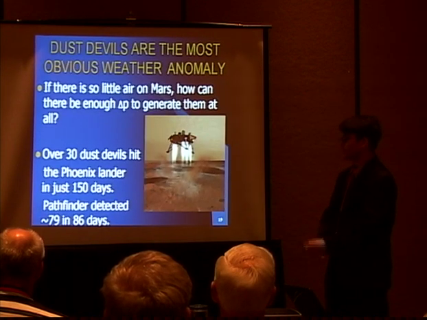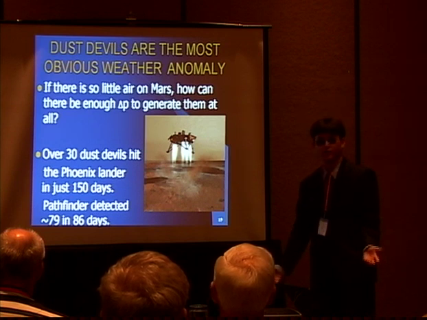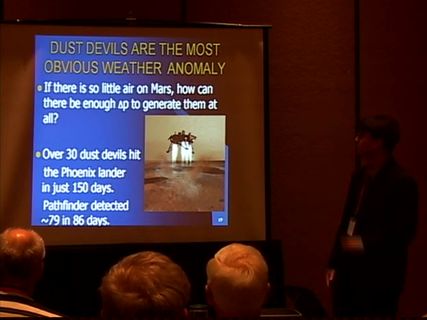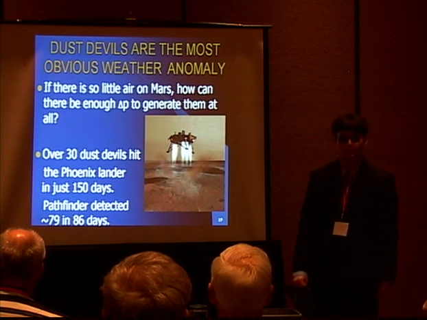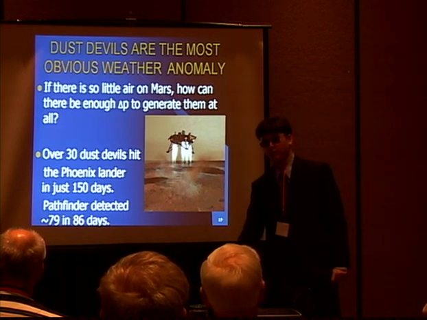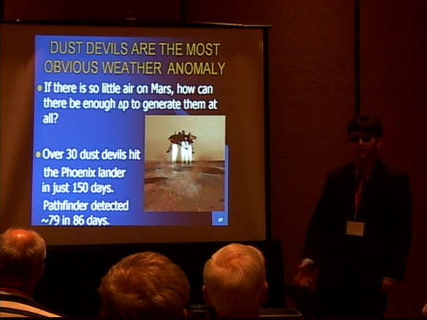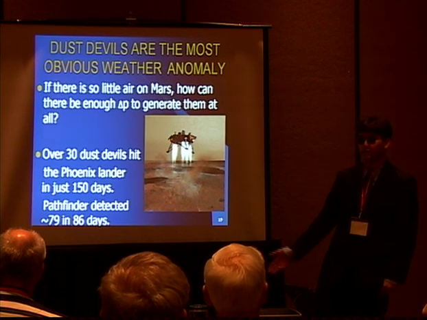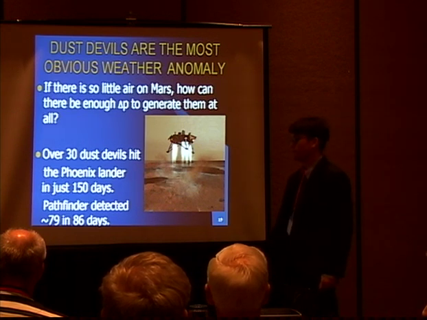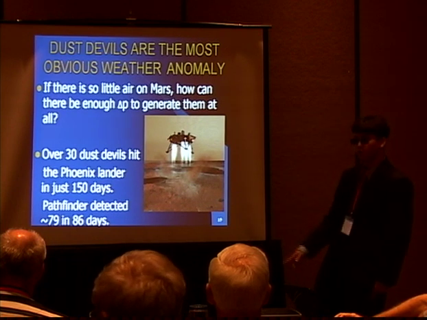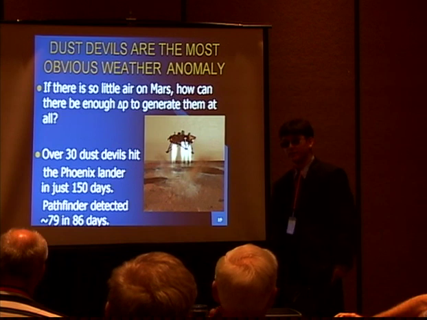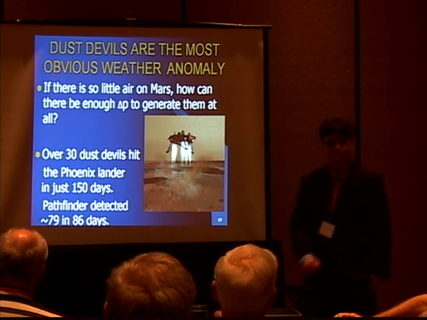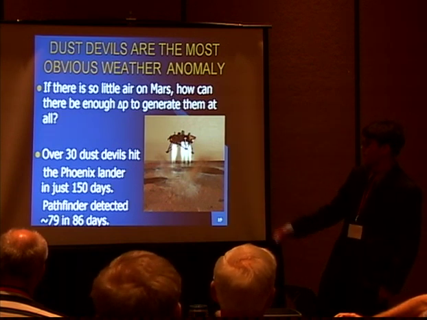Okay, dust devils. I'm going to be comparing and contrasting them, as well as showing you some more information on that now. They're driven by pressure differentials, and if you actually look at the pressure differentials measured on the landers, they're very, very tiny compared to other events like the lightning pressure spikes that will be shown later, which is kind of suspicious and probably indicates a clogged dust filter. Over 30 dust devils hit the Phoenix lander in about 100 days. So something the size of a car got hit roughly once every 5 days, and Pathfinder detected roughly one every day.